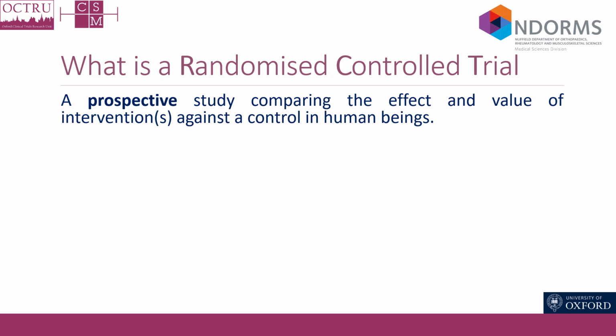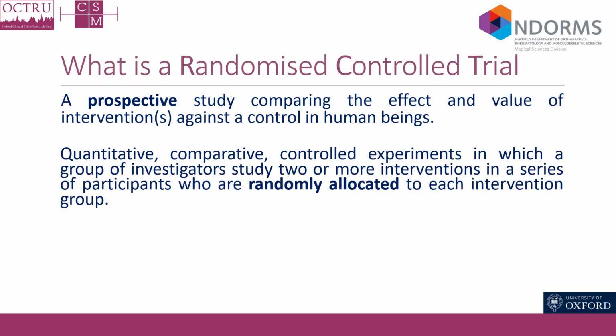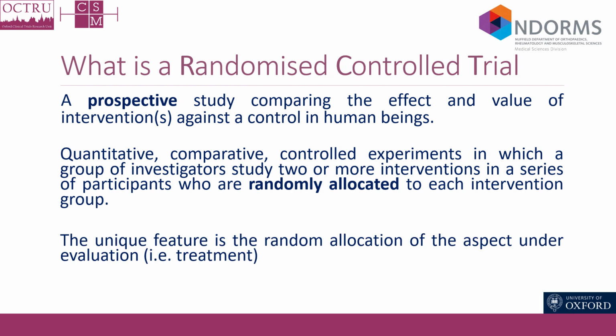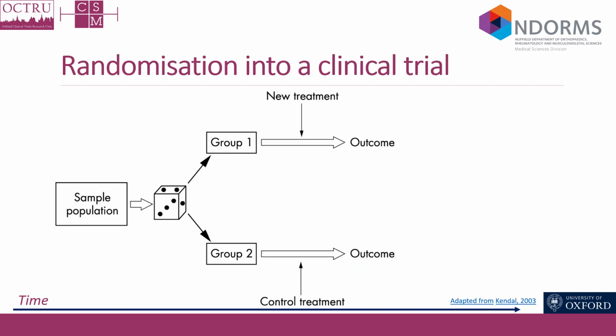Trials can be conducted to evaluate many different types of interventions or potential treatments, like drugs, surgical procedures, physiotherapy, acupuncture, health education. Another way to look at an RCT is as a quantitative, comparative, controlled experiment in which a group of investigators study 2 or more interventions in a series of participants who are randomly allocated to each intervention group. The key word to focus on here is random allocation. It's a unique feature of this type of design.